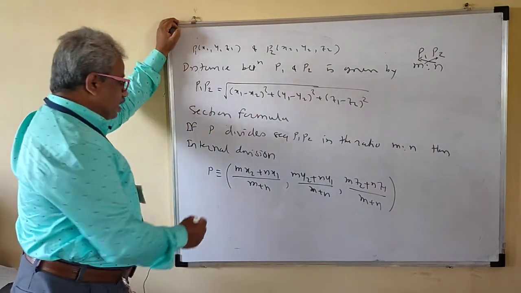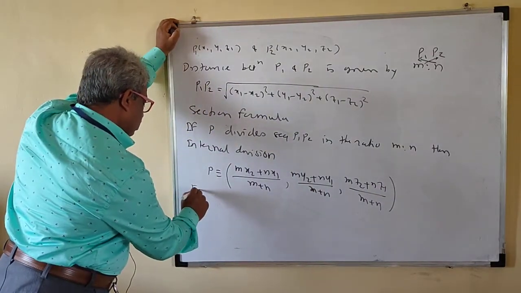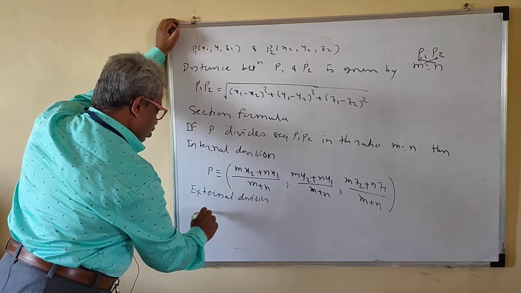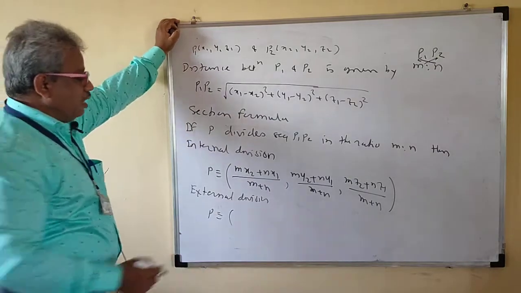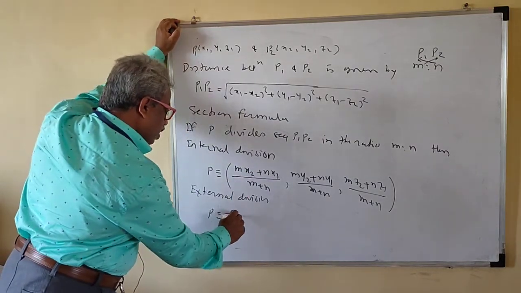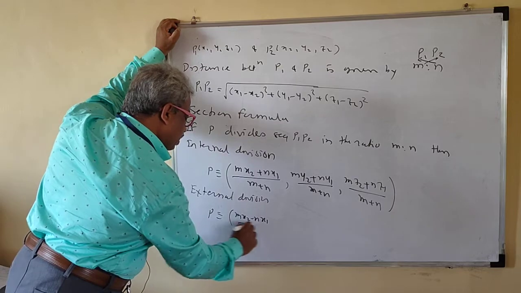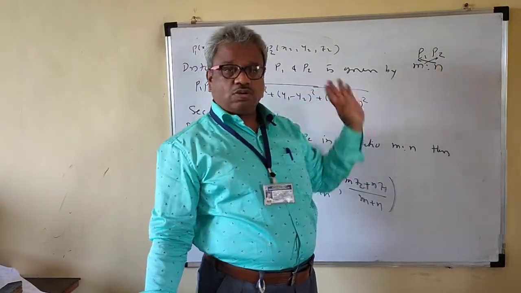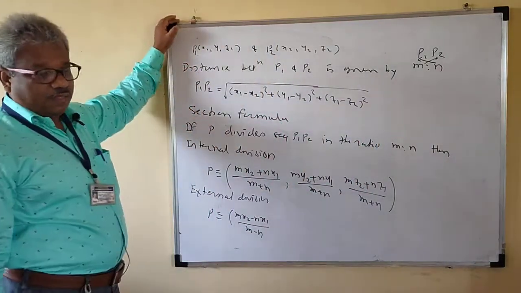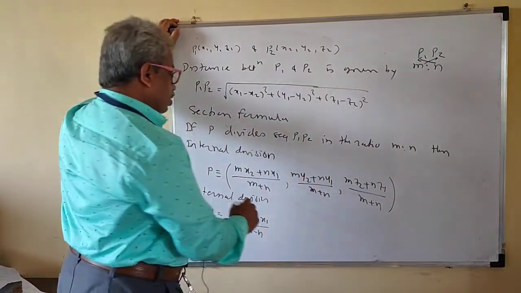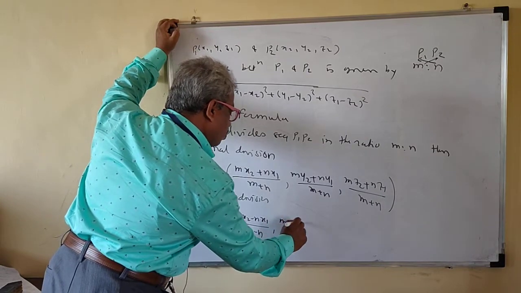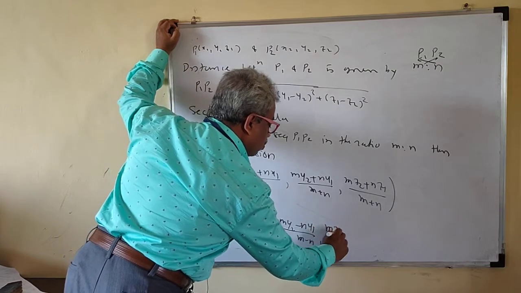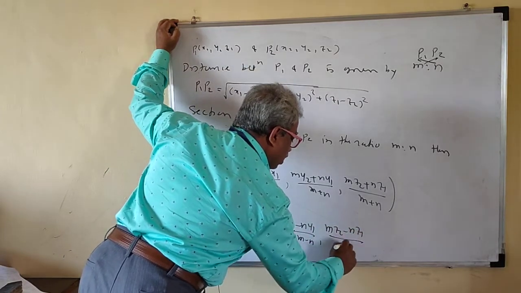Okay, so if it is external division, the coordinates of P are, just write a minus sign here. So m x2 minus n x1 upon m minus n. Same rule you have to apply, m into P2 and n into P1 upon m minus n. So just cross multiply like this. That is m y2 minus n y1 upon m minus n, and m z2 minus n z1 upon m minus n.